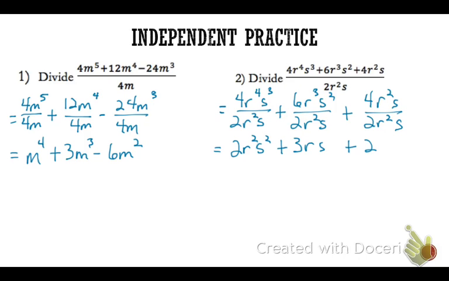Number 1 in the independent practice, you'll divide each of the terms in your numerator by 4m, and you'll end up with m to the fourth plus 3m to the third minus 6m squared. And then on number 2, you'll divide each of those terms in the numerator by 2r squared s, and you'll end up with 2r squared s squared plus 3r s plus 2.